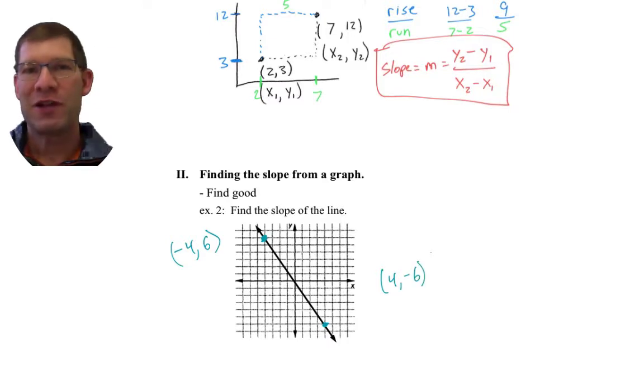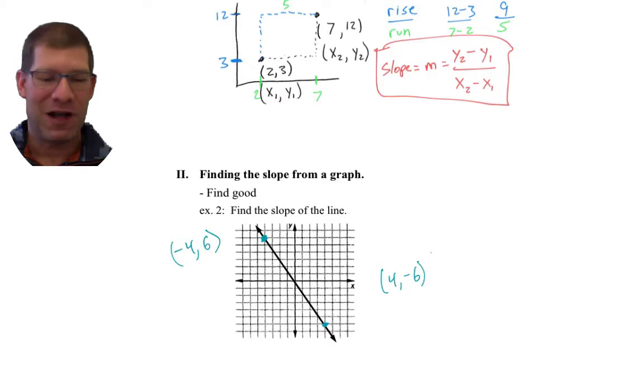So if you have 2 points like this, or you have a line, you can figure it out using rise over run, really. But my instructions at the top, I'm going to say find good points and calculate.